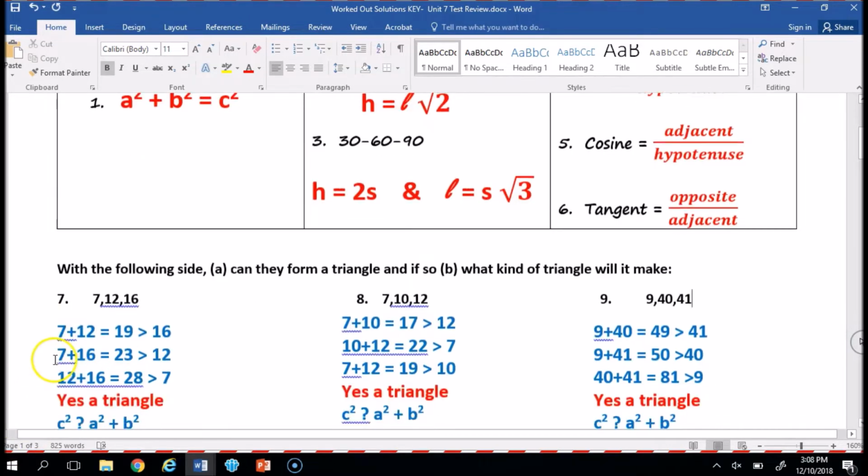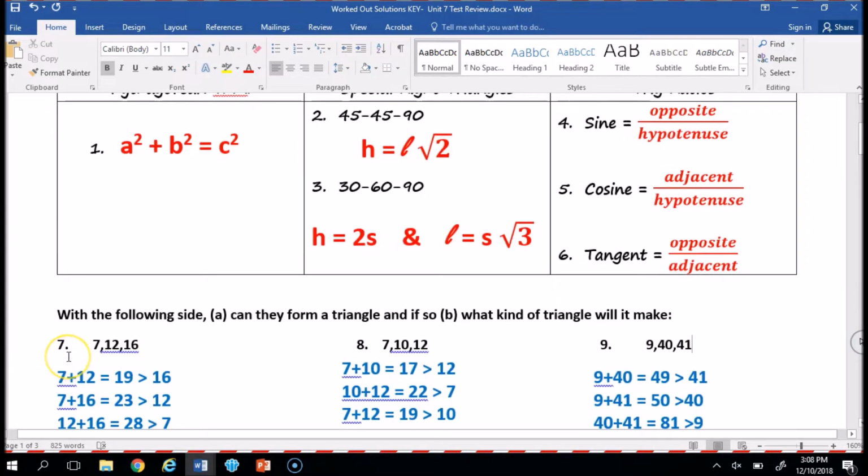So for the next set of problems, 7, 8, and 9, the very first thing we want to do is compare two sides to the third, and do this 3 times. We're going to add two sides together and compare with the third. So 7 plus 12 equals 19. 19 is greater than 16. 7 plus 16 is 23. That's greater than 12. 12 plus 16 is 28, which is greater than 7. So we can make a triangle with those three sides. We could do that for all three of these, and that's the way we do it. So for all three of these, it is true that we can make a triangle.